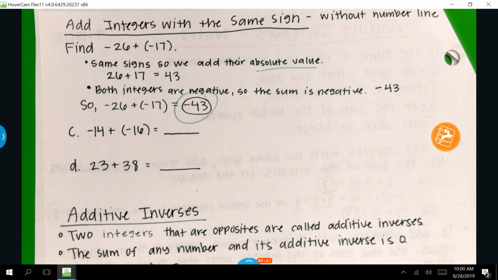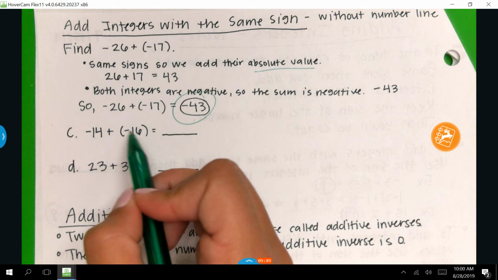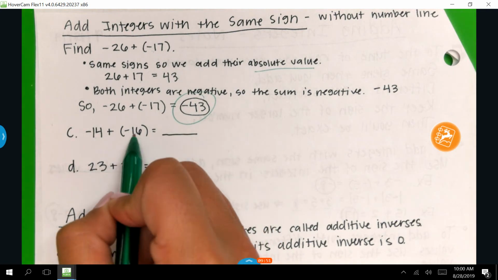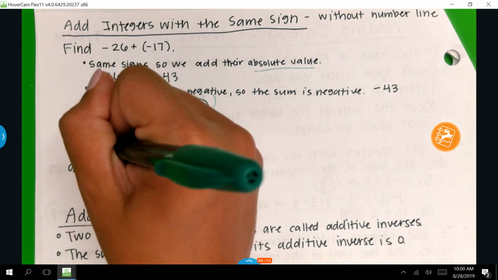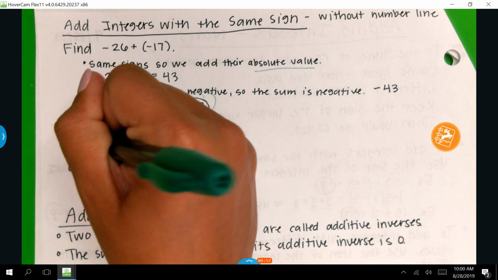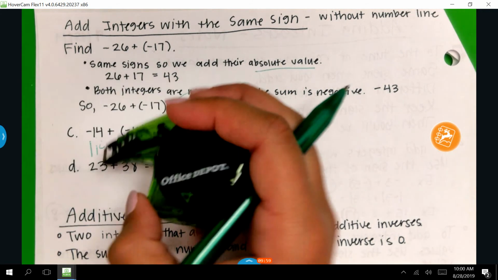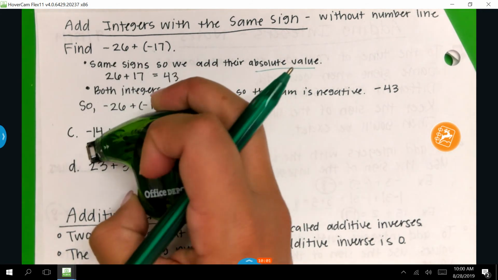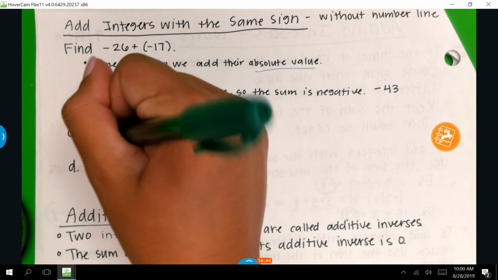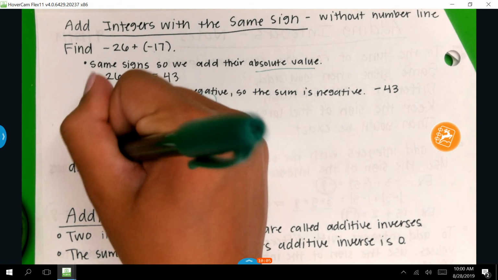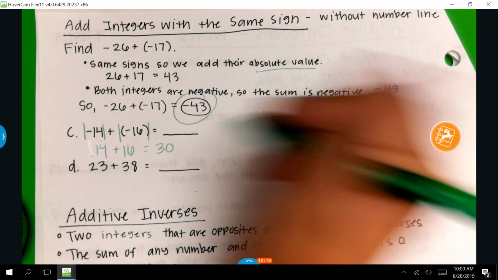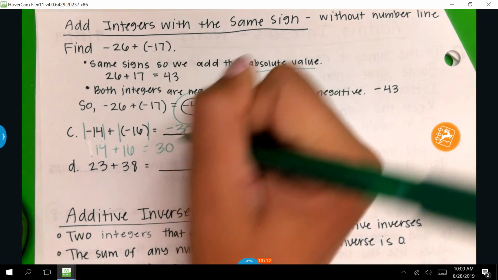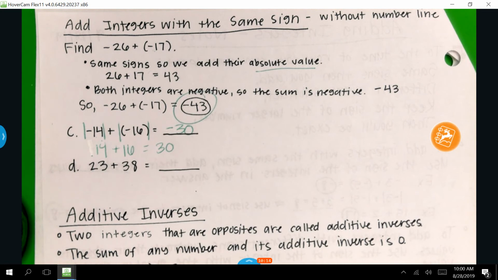Okay. All right, negative 14 plus negative 16. Do I have the same signs? Same sign, so I'm adding them. I'm doing the absolute value. So then you have 14 plus 16, which gives you 30, but they were both negative. So y'all said the answer was negative 30.